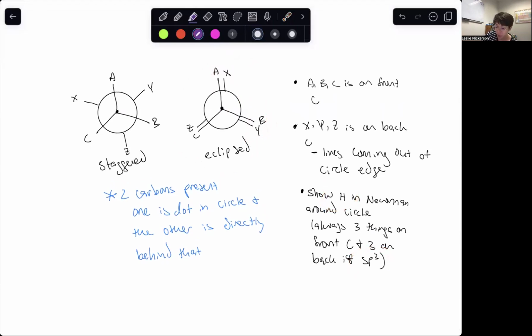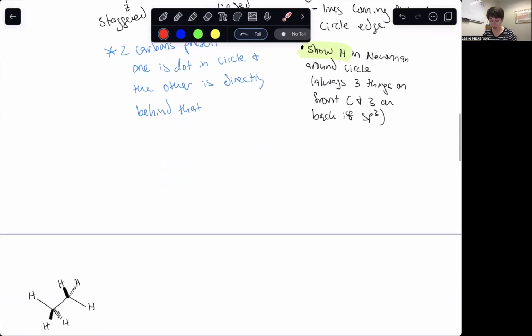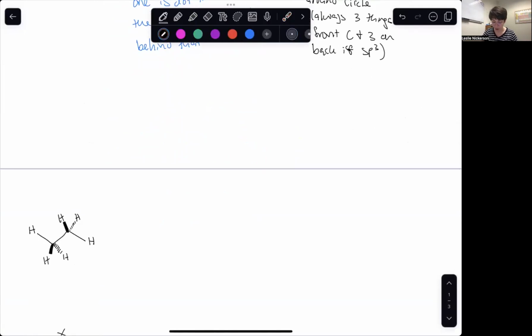And this is a part that a lot of people try to skip, and then they have Newman projections that just don't look right. And that's because you should always be keeping that 3 pieces of a pie in your head the whole time. Okay, so let's look at ethane first.